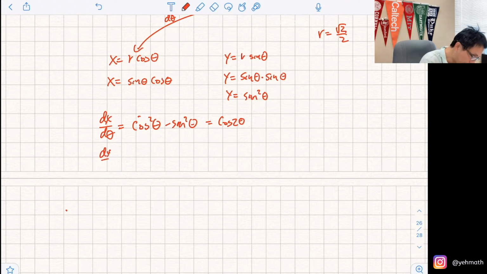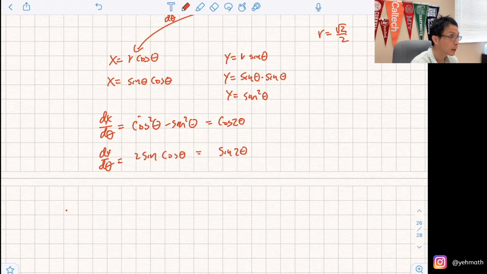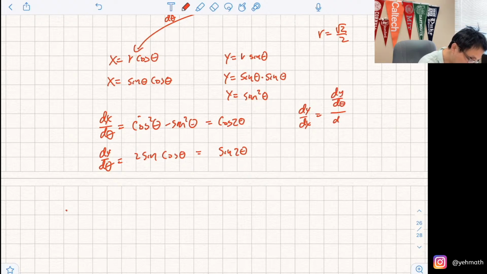And what happens with dy d theta? 2 sine theta cosine theta, which is also known as sine of 2 theta, right? Okay, so you got y over x, so dy dx is equal to dy d theta over dx d theta, right?